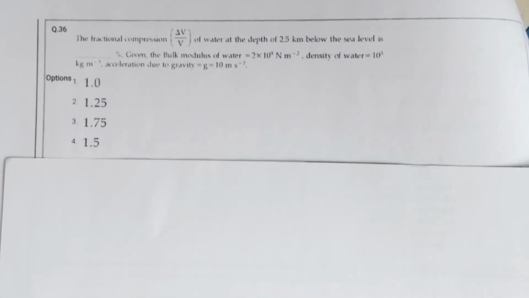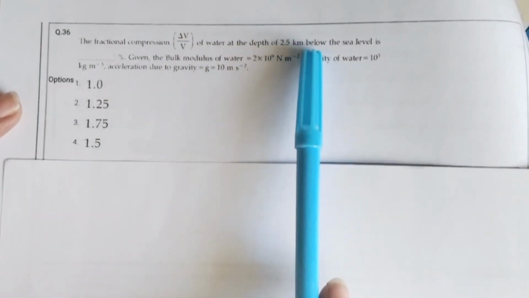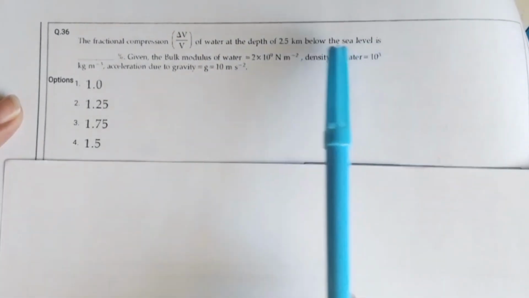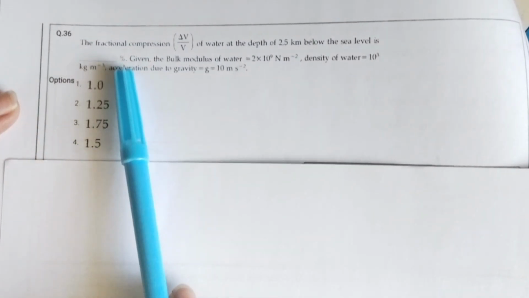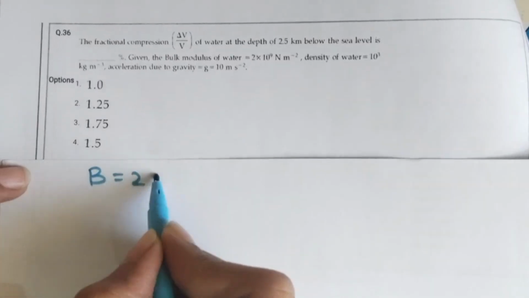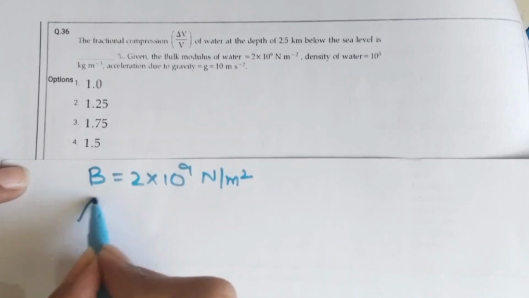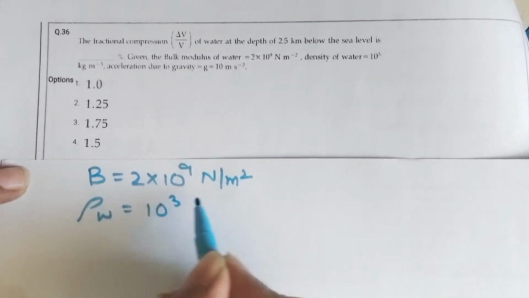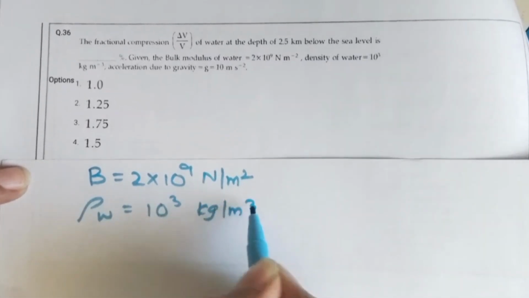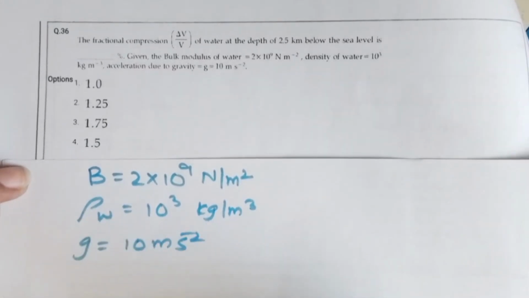So let us move on to the next question, which is question number 36. The fractional compression delta V by V of water at a depth of 2.5 km below the sea level is dash percentage. Given the bulk modulus of water equal to 2 into 10 power 9 Newton per meter square, density of water equal to 10 cube kg per meter cube, gravity 10 meter per second square.